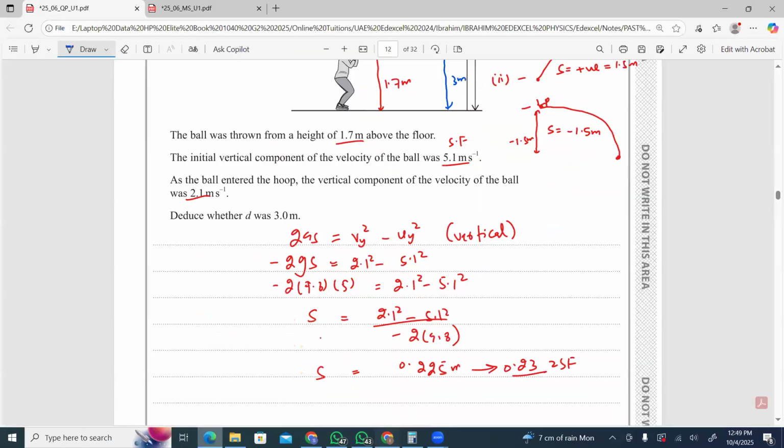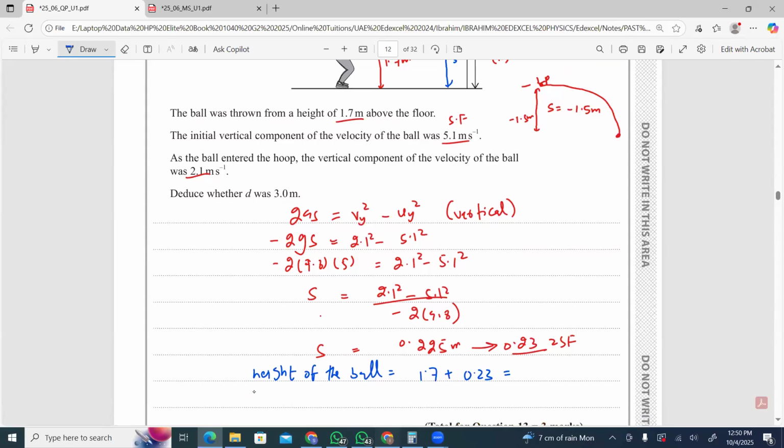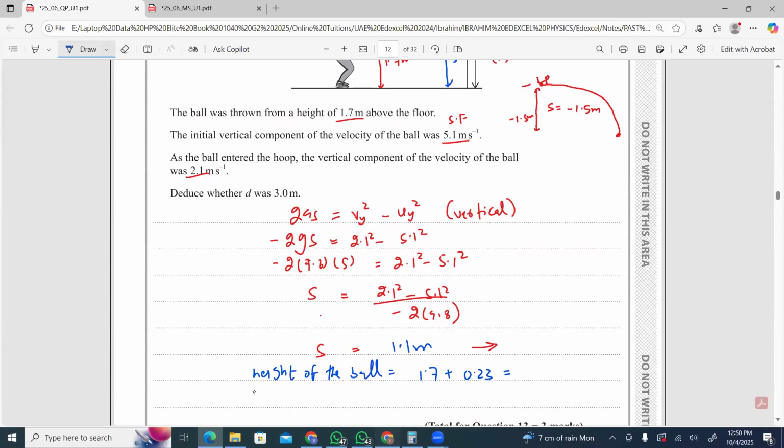So you will just write height of the ball, 1.7 plus 0.23. So it is simply going to be, I think I made a mistake. It's not 0.23. It is something different. My apologies. I think it's 1.1.